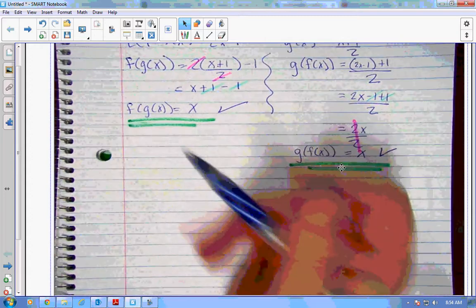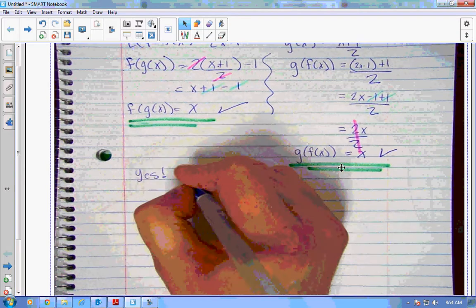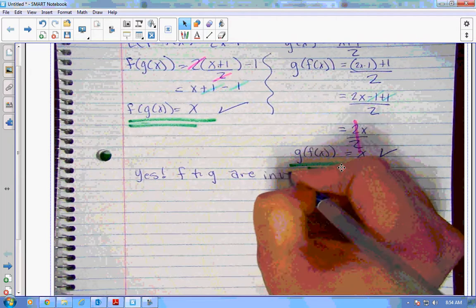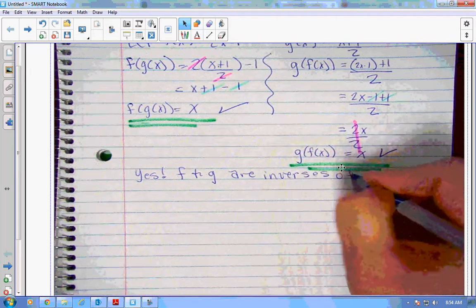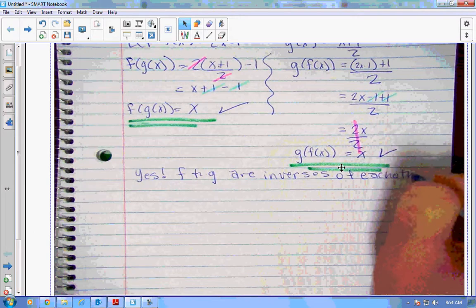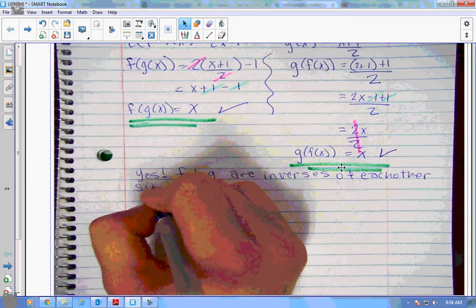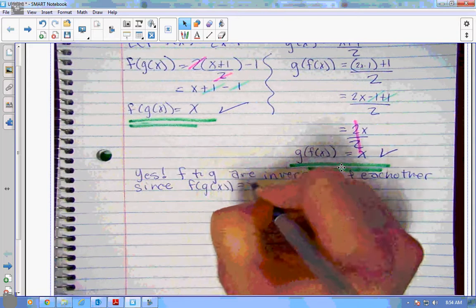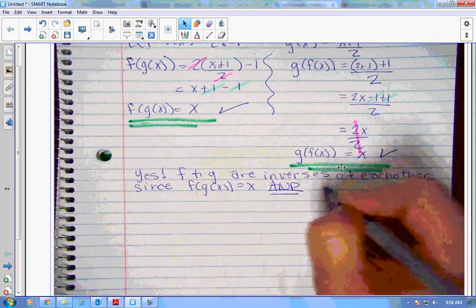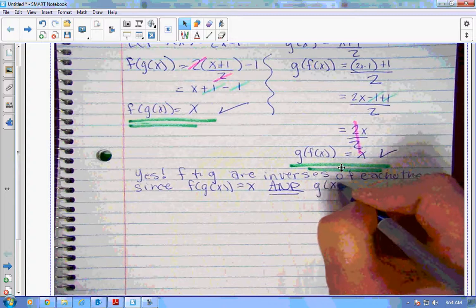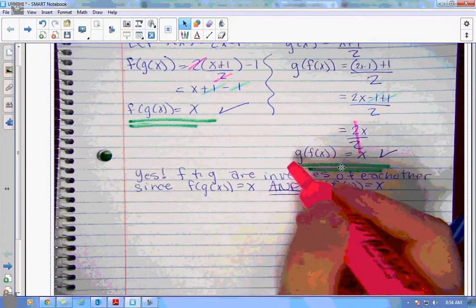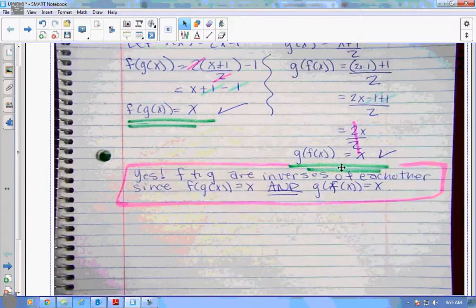So we're going to say yes, f and g are inverses of each other since f of g of x equals x and, this is important, g of f of x equals x. That's how you check if they are inverses. You use your knowledge of composition of functions.